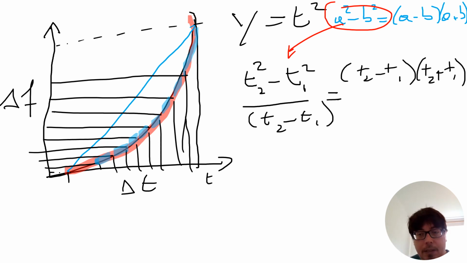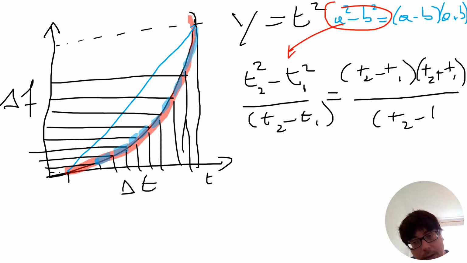This is exact. It's always true, even when they are zero. So that's okay. We're not cheating. So we draw the line and we divide by t2 minus t1.